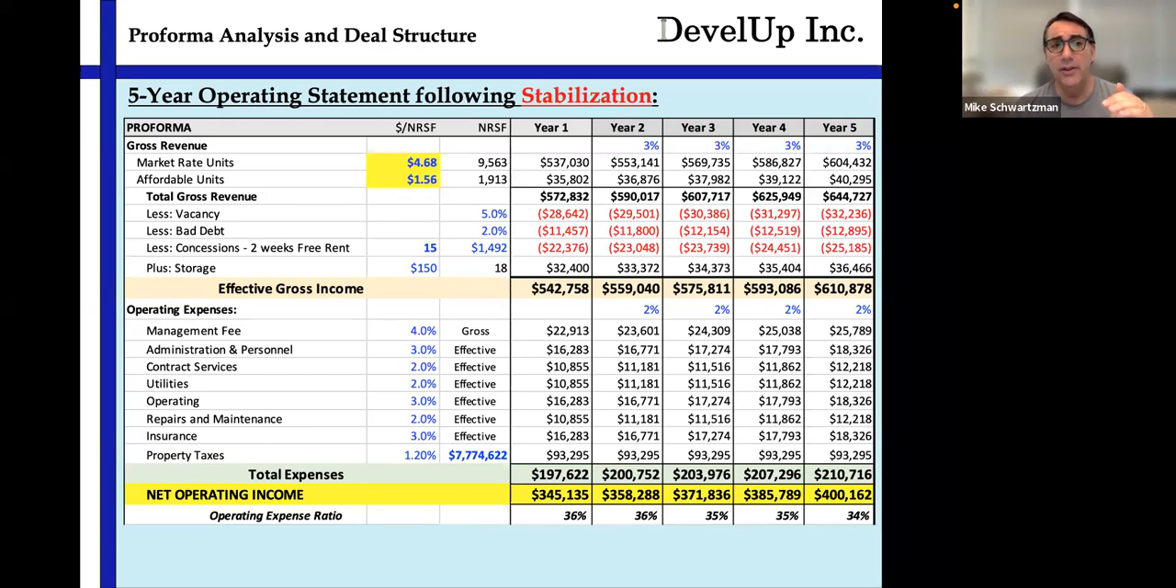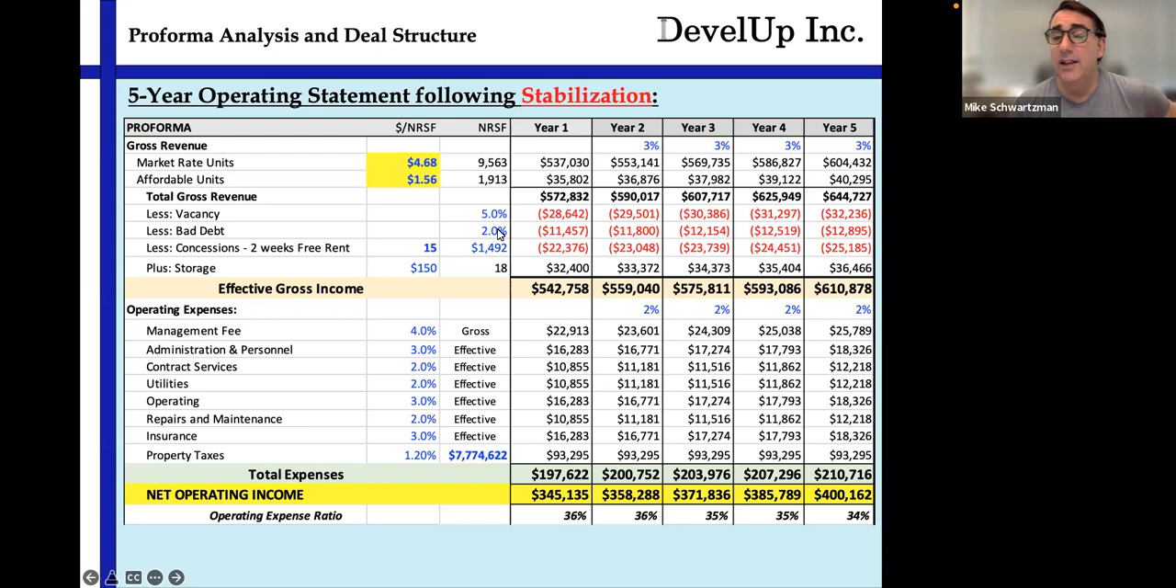We've got our market rate units and our affordable units. We know what we're doing per square foot. Let me go up here. We know what the total rent would be, and then we can get on an annual basis, and we can start establishing what our total gross revenue would be. We want to say, just standard bank underwriting terms, we're going to have 5% vacancy. 2% is going to be bad debt.